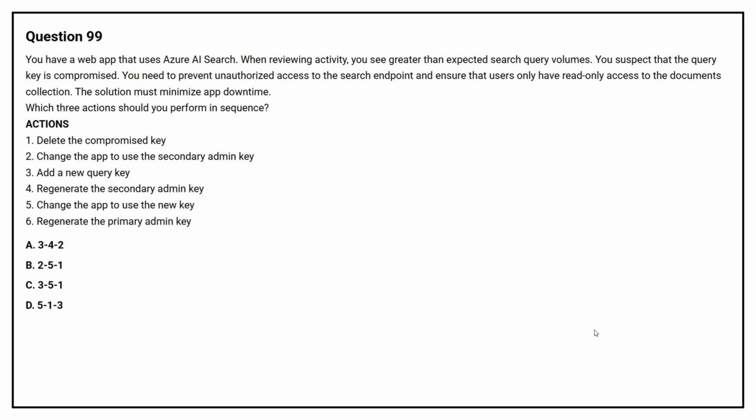1. Delete the compromised key. 2. Change the app to use the secondary admin key. 3. Add a new query key. 4. Regenerate the secondary admin key. 5. Change the app to use the new key. 6. Regenerate the primary admin key.